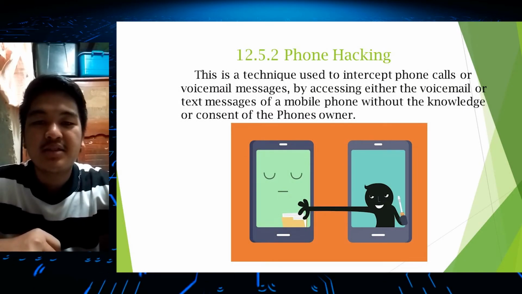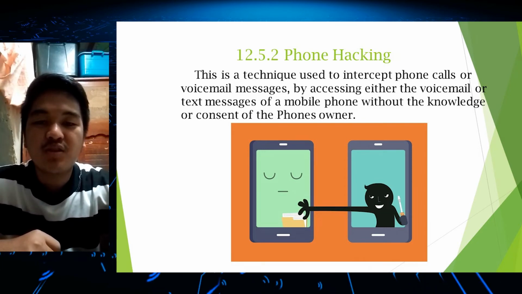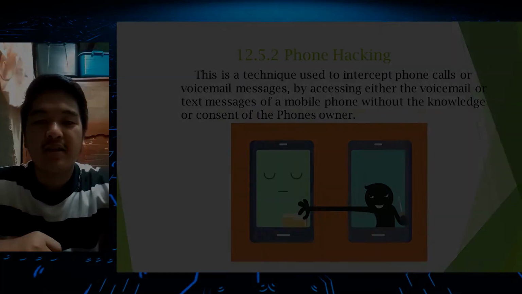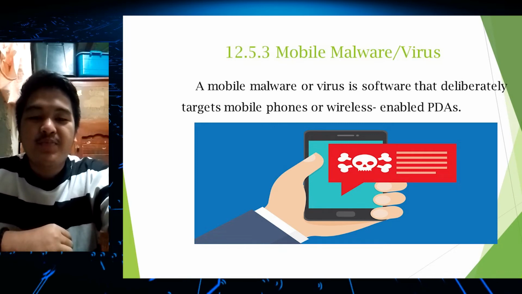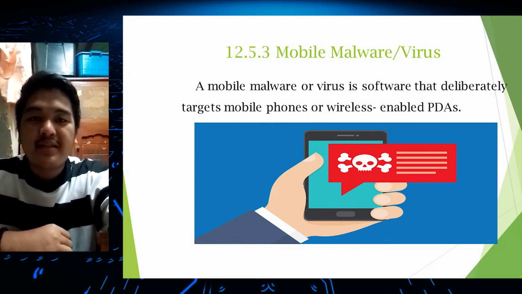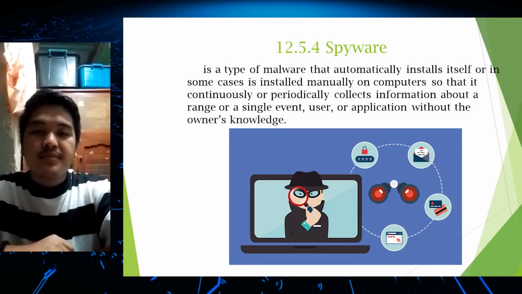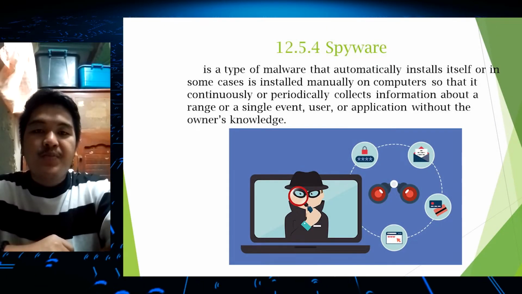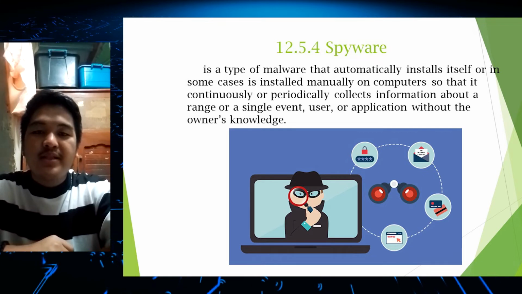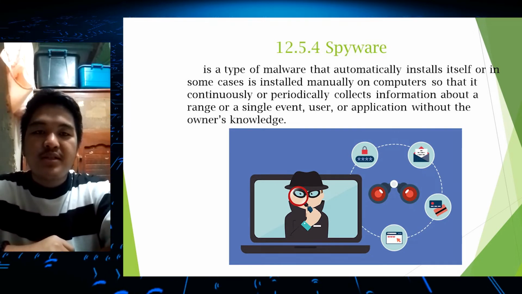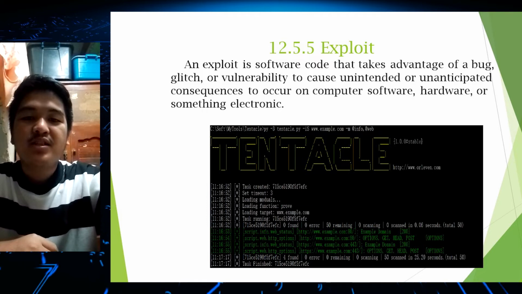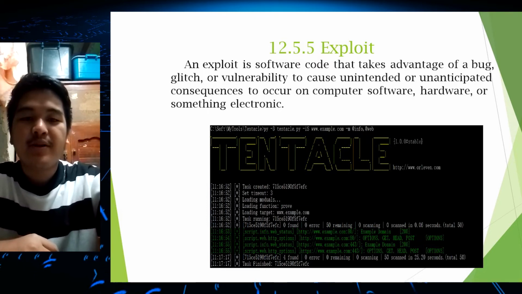Phone hacking. This is a technique used to intercept phone calls or voicemail messages by accessing their voicemail or text messages. Mobile malware is malicious software designed to target mobile devices such as smartphones and tablets. Spyware. Spyware is a type of malware that automatically installs itself, or in some cases is installed manually, on computers. Exploit. An exploit is software code that takes advantage of a bug, glitch, or vulnerability.